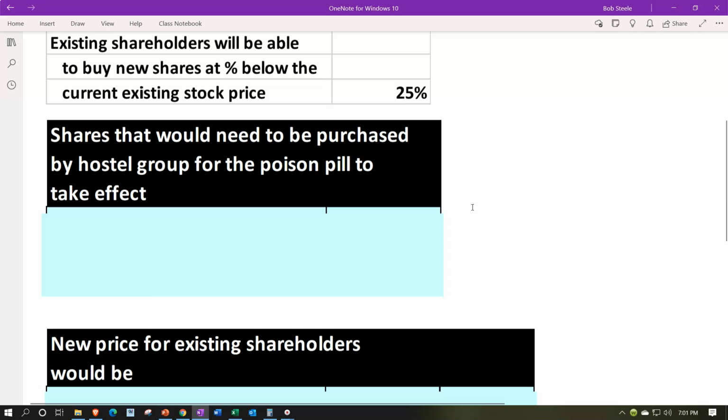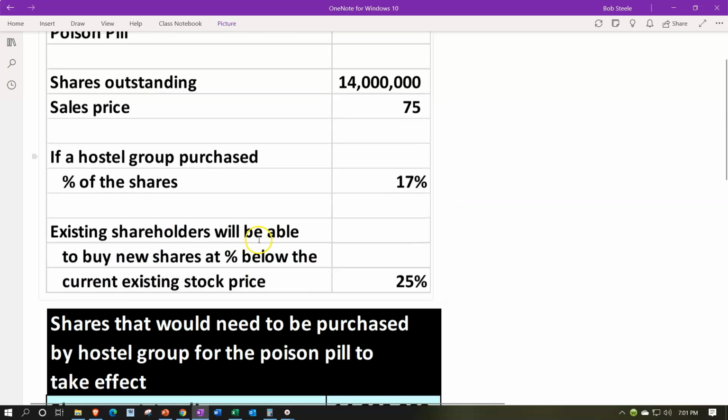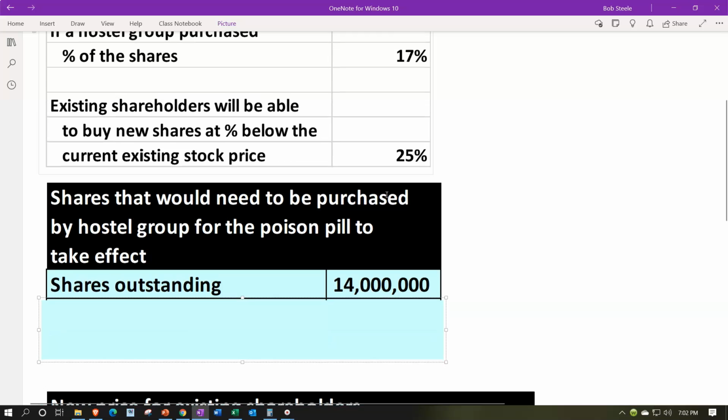So if we have down here, for example, the shares that would need to be purchased by a hostile group for the poison pill to take effect, and we said that the poison pill is going to take effect at the 17%, the hostile group is the group that we're assuming wants to come in and acquire a substantial amount to have significant influence over the stock, which is something that the current position holders may not want, and that's why they put in the poison pill position. When would that take effect?